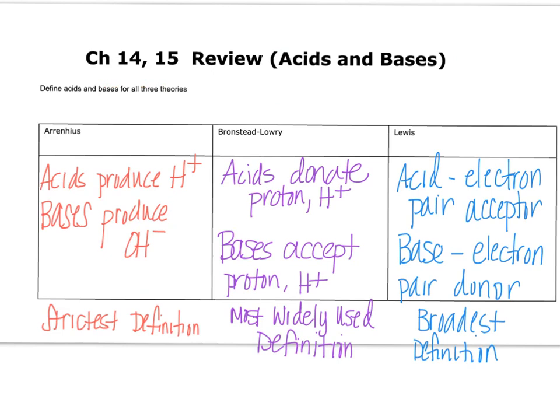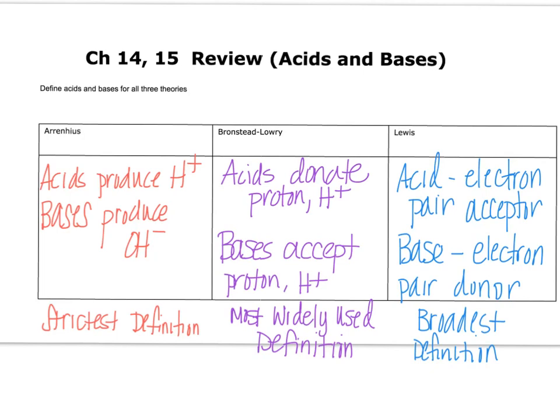So our 3 basic definitions of acids and bases, all 3 theories. You are responsible for knowing all 3 theories. The first one was the Arrhenius Theory, and that one was the one that we said was the strictest definition, meaning there's going to be fewer things considered to be an acid or a base under this definition. And it states that acids have to produce a hydrogen, and it states that bases have to produce a hydroxide when they're mixed in water.